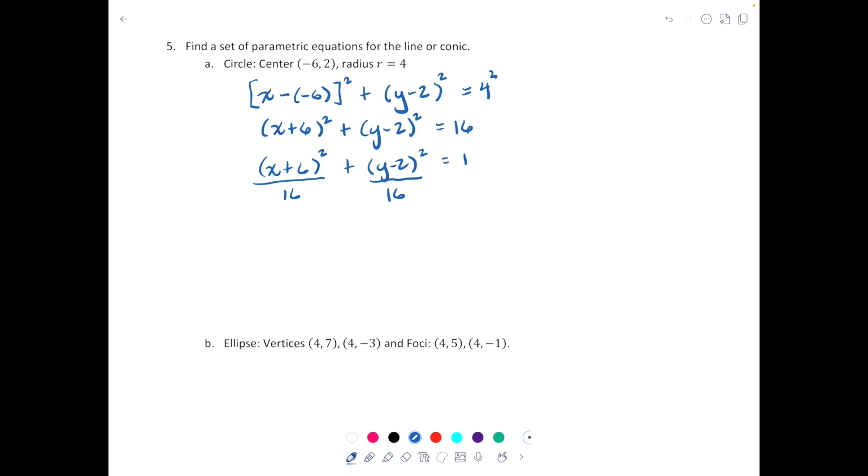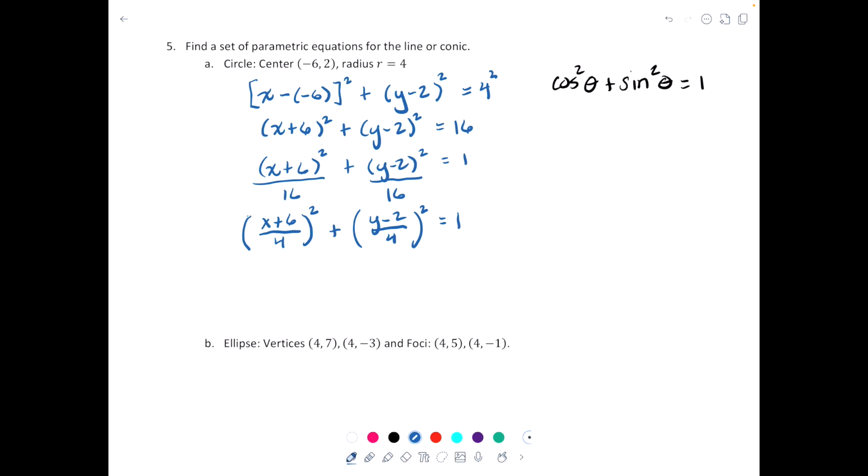Now, remember the one we used before, cosine squared theta plus sine squared theta equals 1. So if I write these as one big something being squared, I could write it as x plus 6 over 4, the quantity squared, plus y minus 2 over 4, the quantity squared is 1.